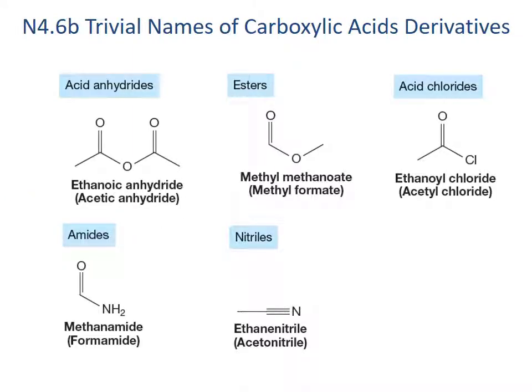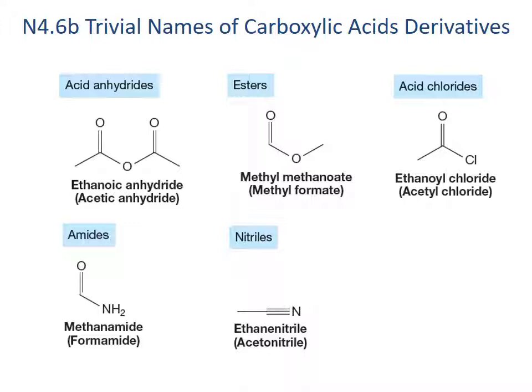Any name derived from a carboxylic acid may also be derived from the common name. For example, the anhydride of ethanoic acid may be called ethanoic anhydride, or it could also be called acetic anhydride. And the amide of ethanoic acid can also be called ethanamide or acetamide. You can see examples of all the changes that may occur here.